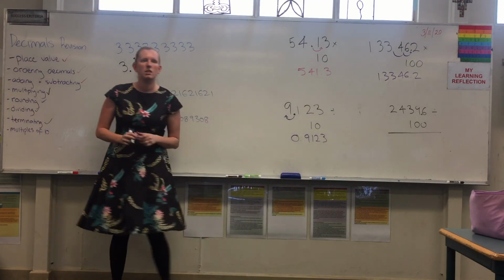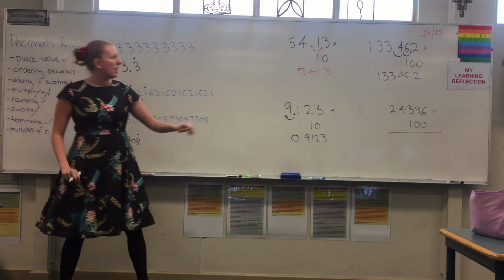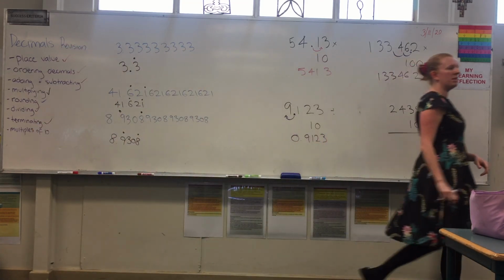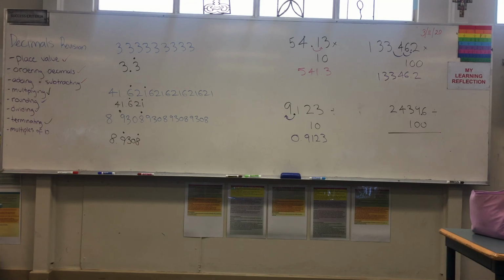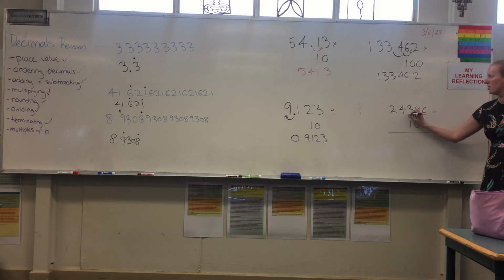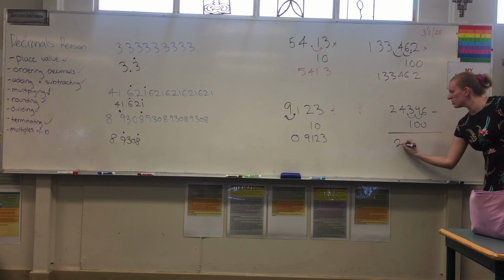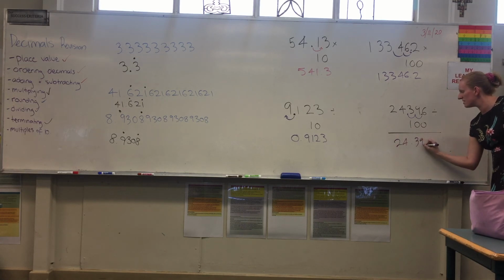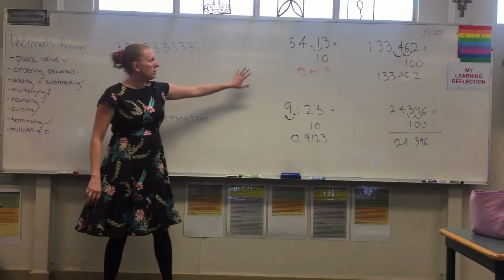Alright, what if I'm dividing a number by 100? How many places will it move to the left? How many zeros are there in the number 100? Great, so that's how many spots it's moving. 1, 2. So it becomes 24.396.